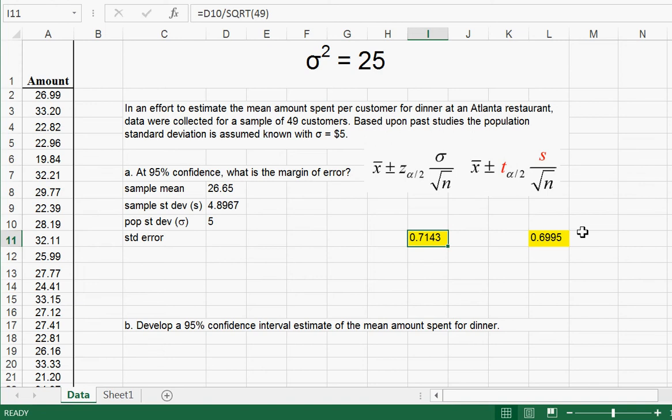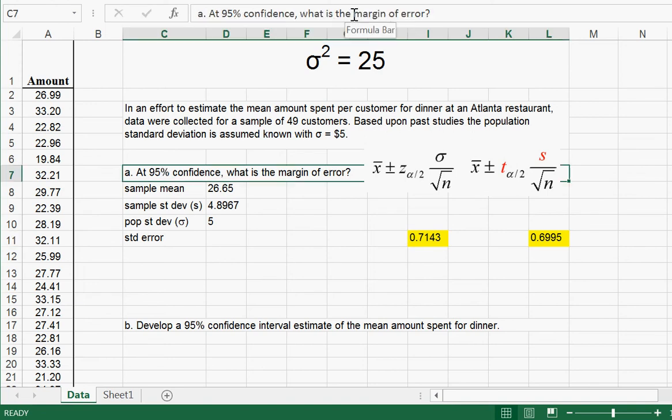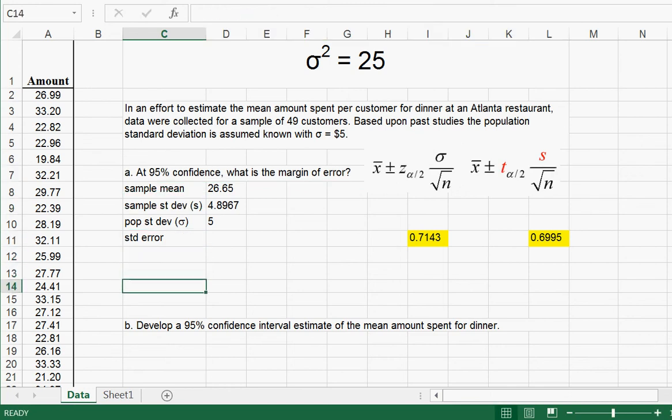Now, what's the next thing that we need? What is the question asking for here? The margin of error. So we need the margin of error, right? What is our level of confidence? Why did I type 1 minus alpha there? What is 1 minus alpha equal to, Trevor?